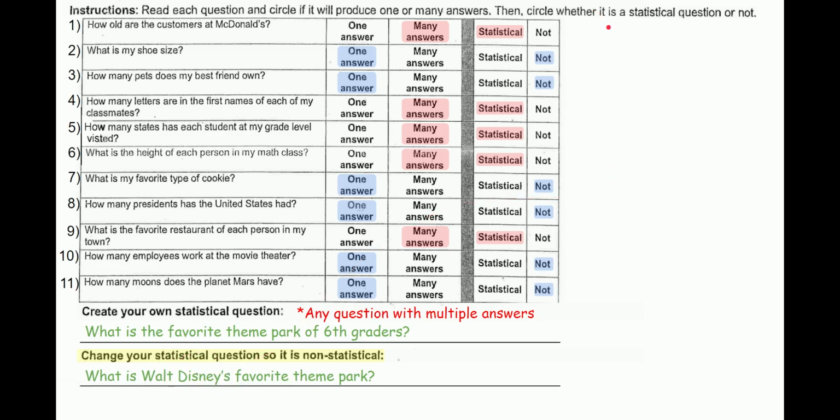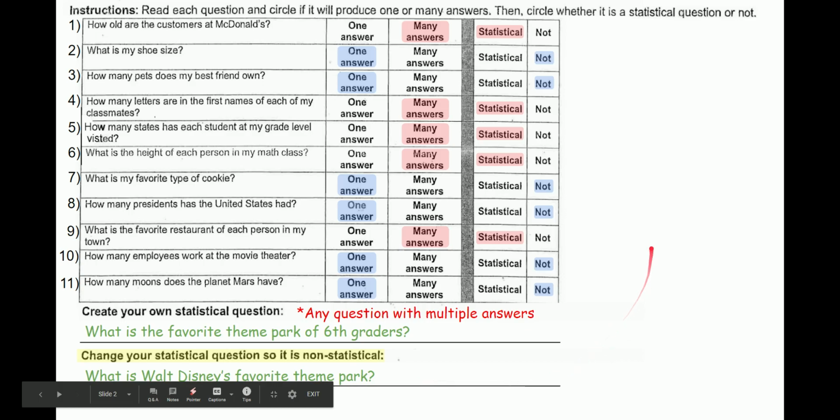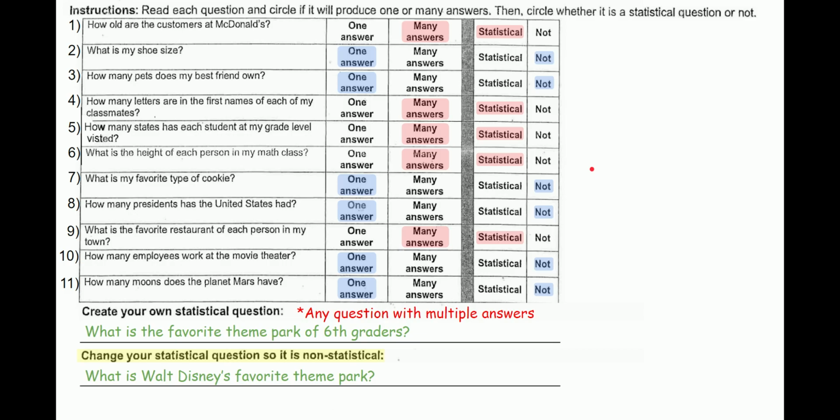Anyways, now you can identify whether or not a question is statistical or non-statistical. The reason this is important is because you're going to be using this data. You're going to be gathering statistical data, and you're going to be using that to make different kinds of charts and graphs and things like box plots, dot plots, line plots, and histograms.